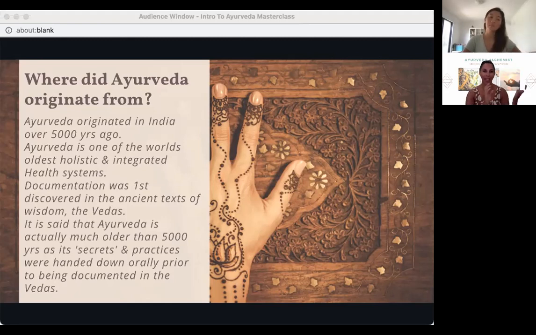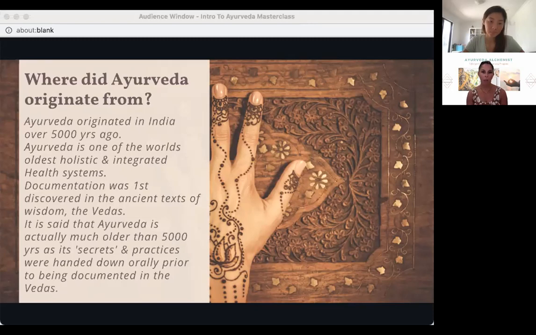So obviously back then they didn't have paper and printing. The Vedas were actually documented and written down on palm leaves. So we've come a long way since the first textbook. It is said though that Ayurveda is actually much older than 5,000 years ago, because it was handed down through the oral route before they were ever documented on those palm leaves.